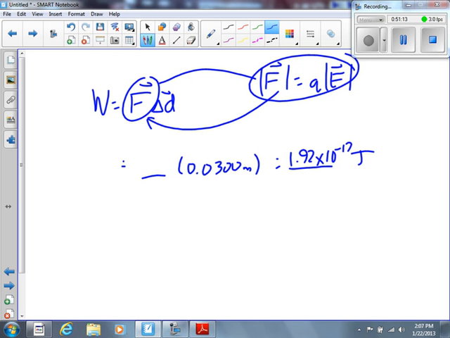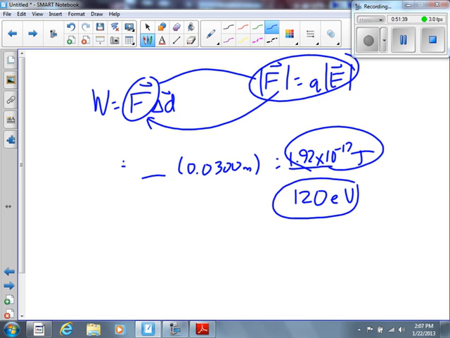Now, if it was me writing this question, one of my options would have been 1.92 times 10 to the negative 17 electron volts. And some of you probably would have put that in, right? Since this one's not there, let's try converting it to electron volts. When we do, we end up getting 120 electron volts, or 1.20 times 10 to the 2 electron volts. So clearly A is the answer.